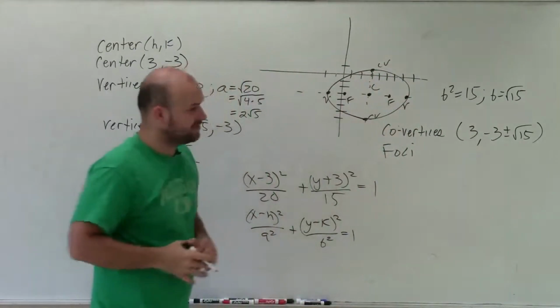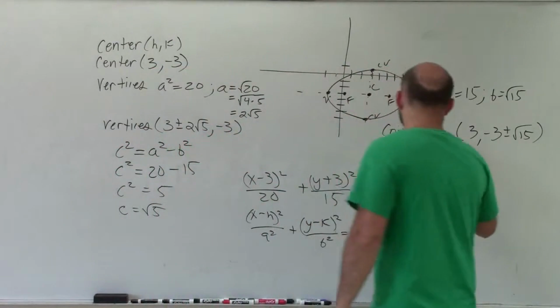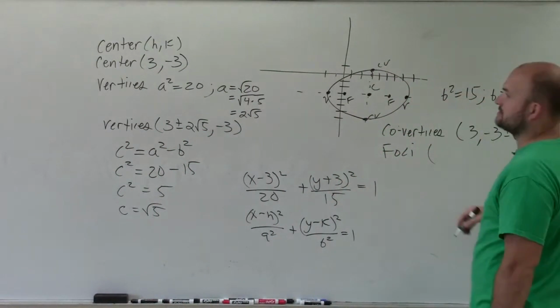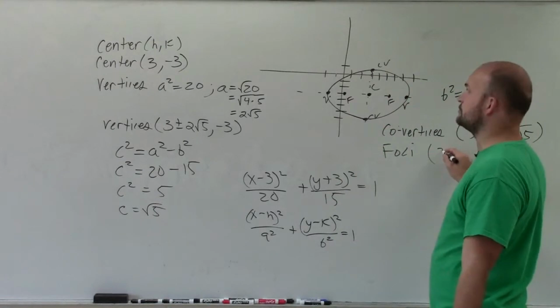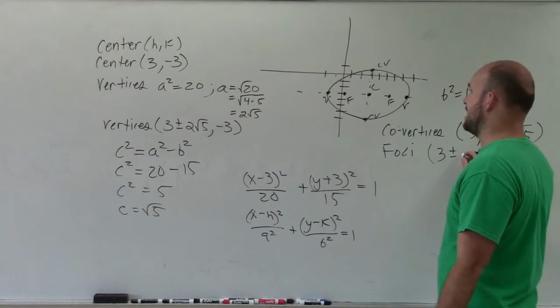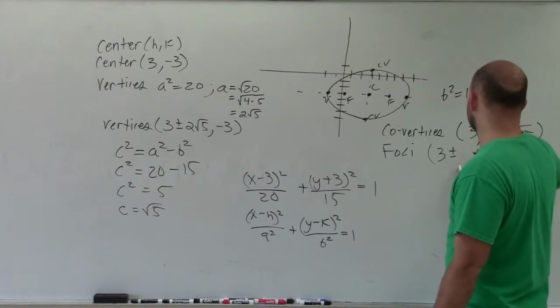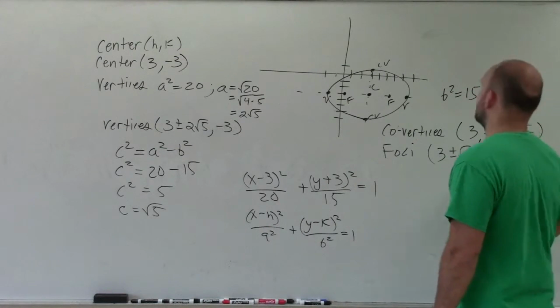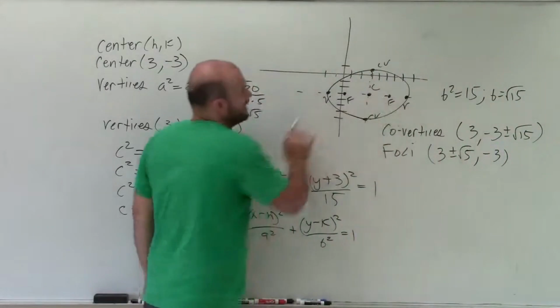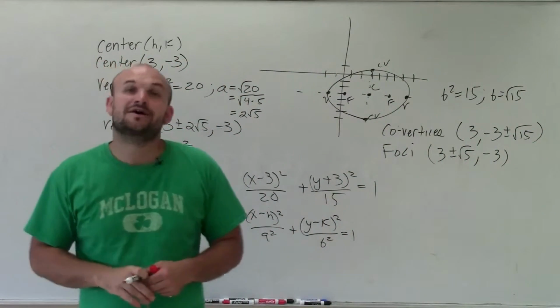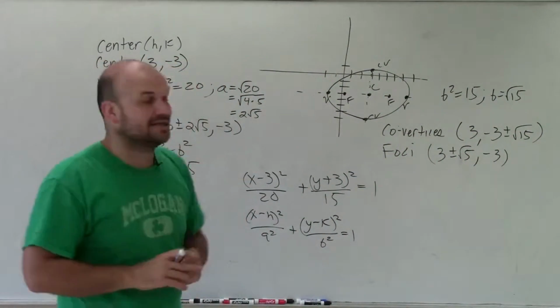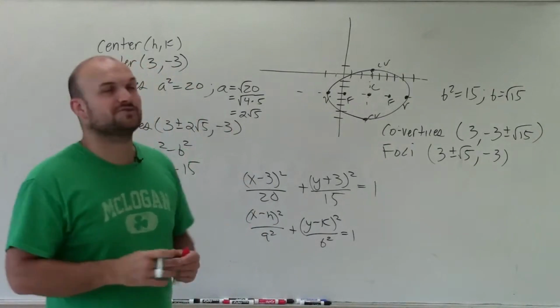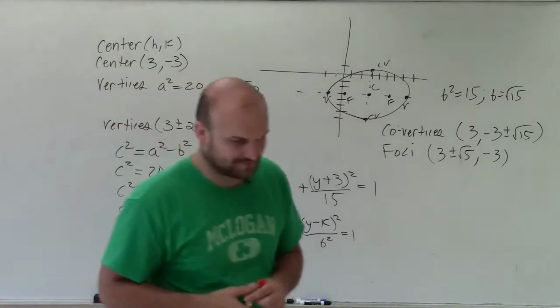There we go, there's my lovely equation of my ellipse. And then to write the exact values of my foci, I'm just going to take the x-coordinate of my center, which is 3, and add and subtract square root of 5, which cannot be simplified. You'll notice it also has the same y-coordinate as the center and the vertices. So there you go, ladies and gentlemen, that is how you write an ellipse in standard form, as well as graph the ellipse. Thanks.